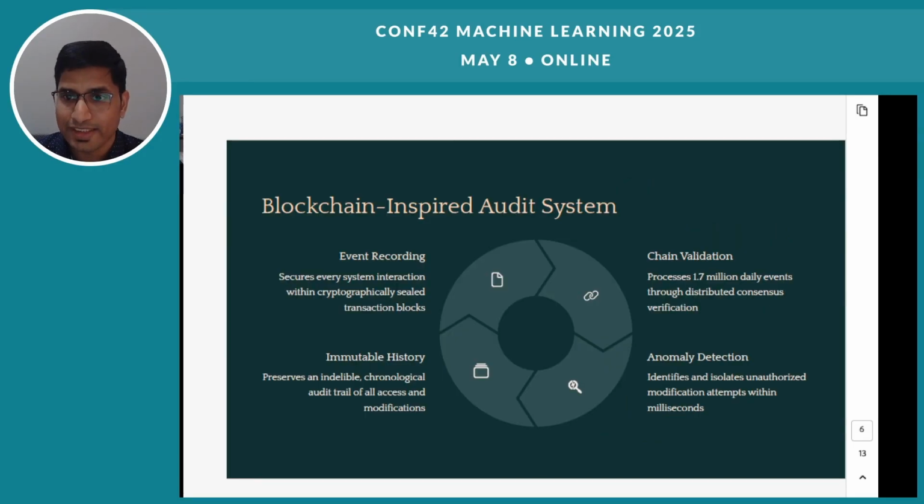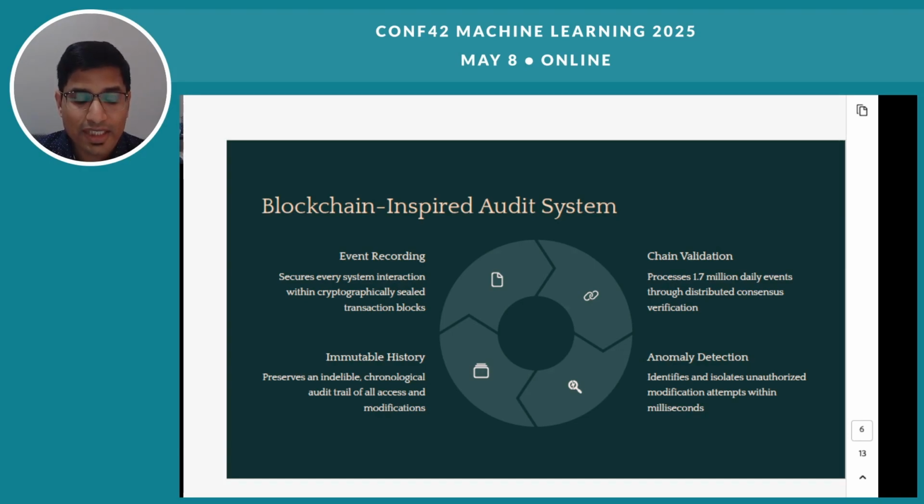Moving on to the next slide. While designing this system, how can we have an audit mechanism? This slide explains the auditing system. Such a healthcare system should have some sort of audit trails to meet compliance standards and ensure traceability.